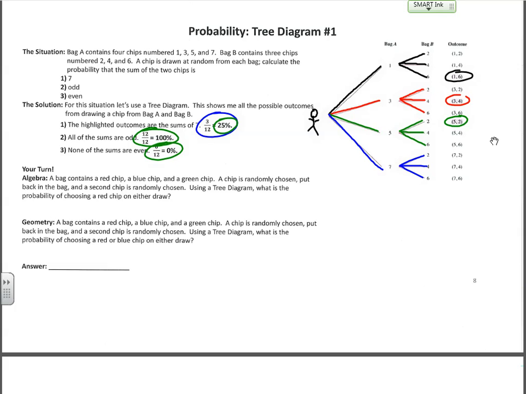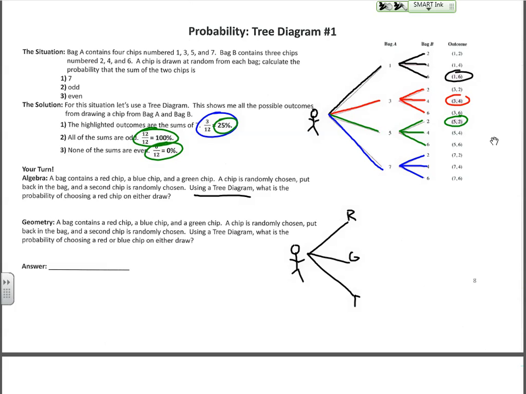So your task here, a bag contains a red chip, a blue chip, and a green chip. A chip is randomly chosen, put back in the bag, and a second chip is randomly chosen. Using a tree diagram, so you do need to use this, draw one out. What is the probability of choosing a red chip on either draw? So here's us. We're going to start. Okay. We reach into the first bag, and our options are either red, green, or blue.